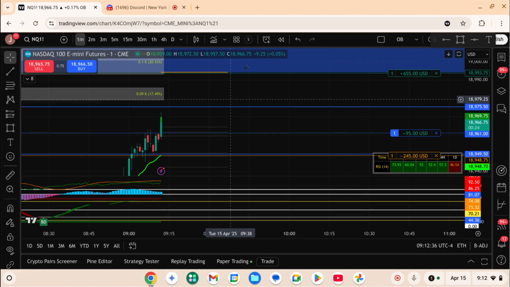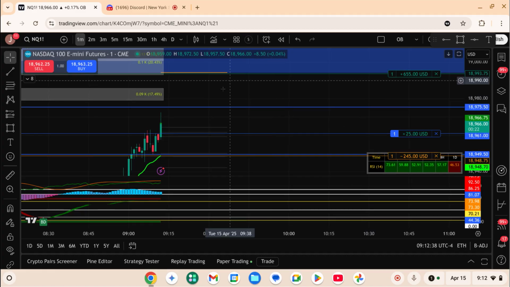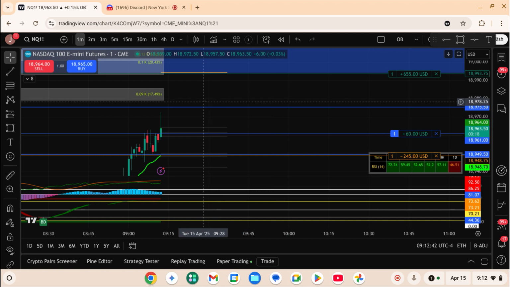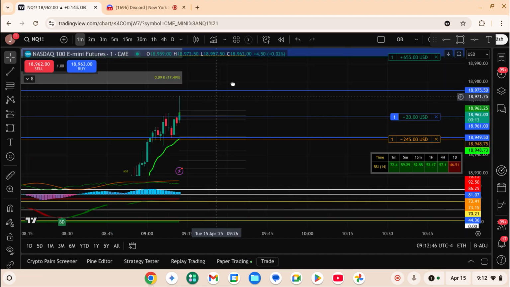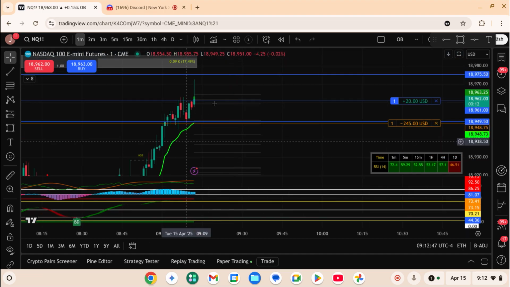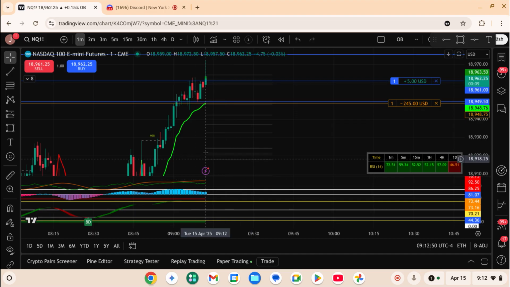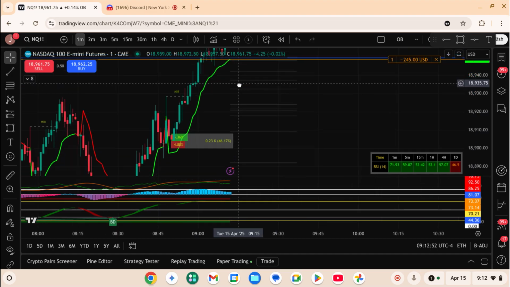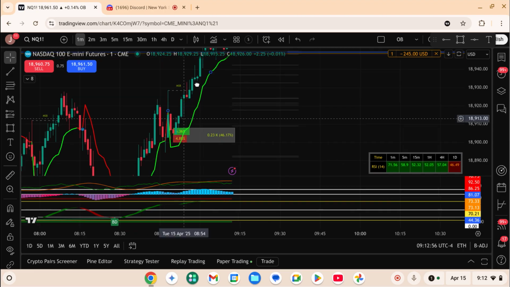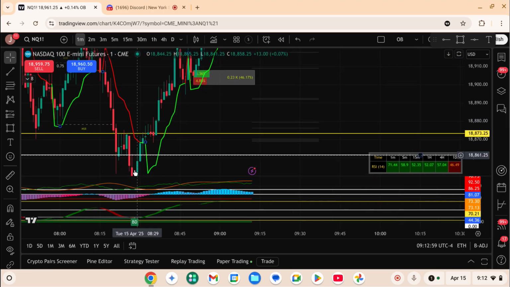And the very first entry that we had, price pretty much continued in that direction from where we got in there. So that was, where did we get it? That was way down here, right here.